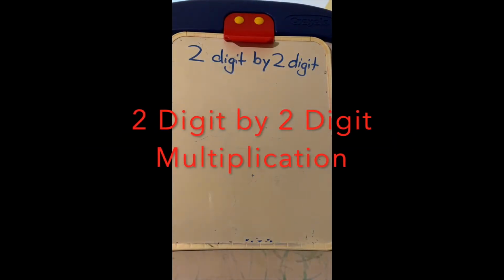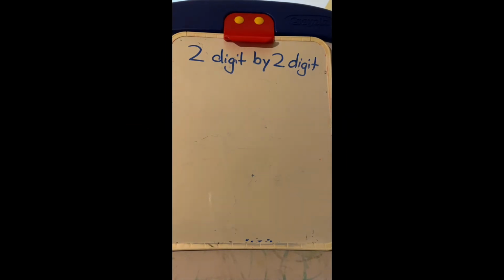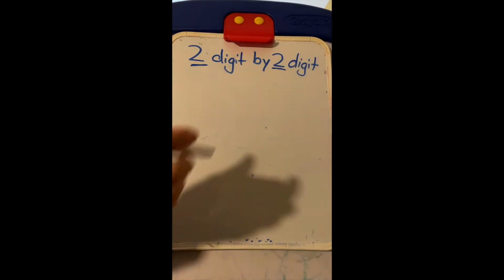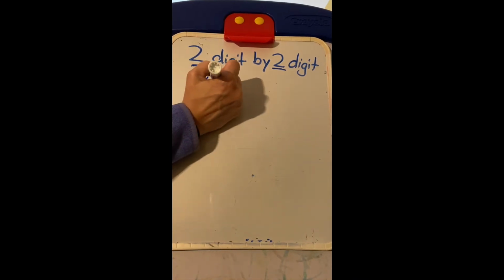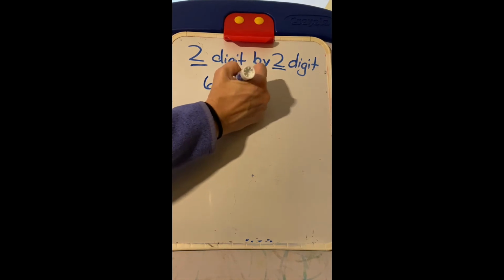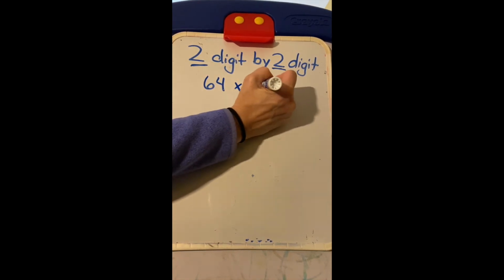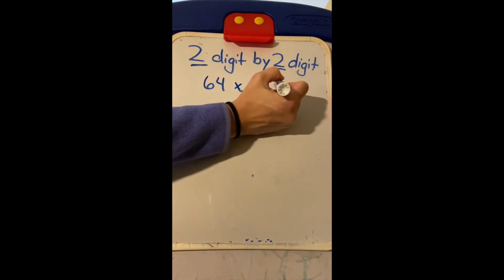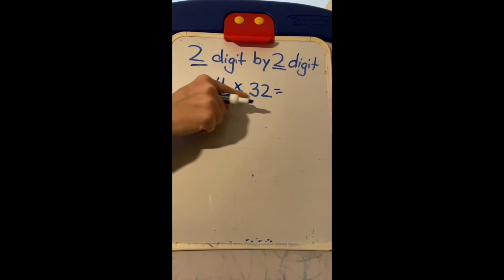Okay, Friday. Friday is probably the trickiest day of all. We've kind of worked you up to the hardest part, okay? Now we're going to do a 2-digit by a 2-digit number, okay? So for instance, a 2-digit number, let's say 64, okay? And we have another 2-digit number, let's say 32. All right, I want to know what 64 times 32 is.